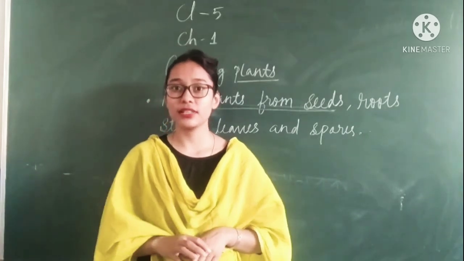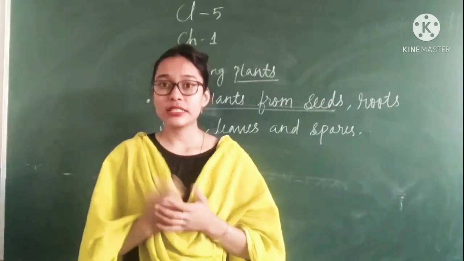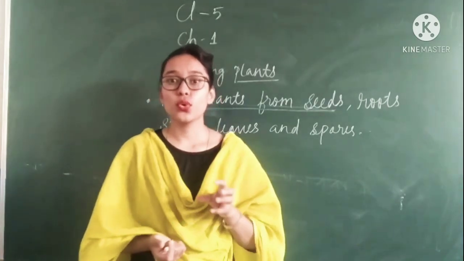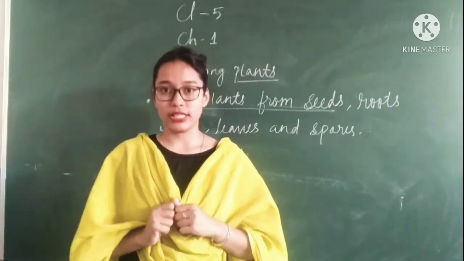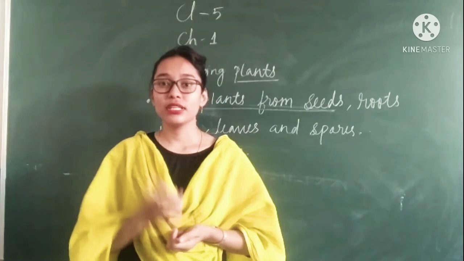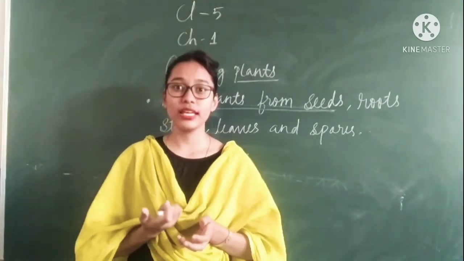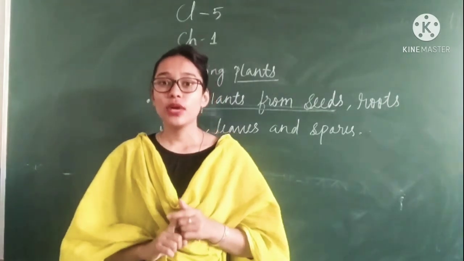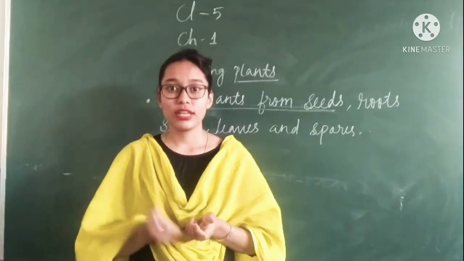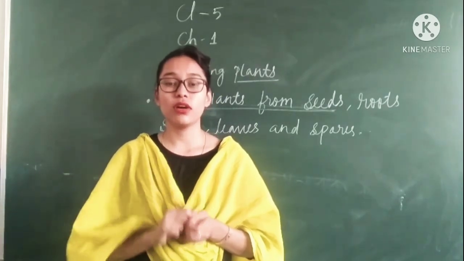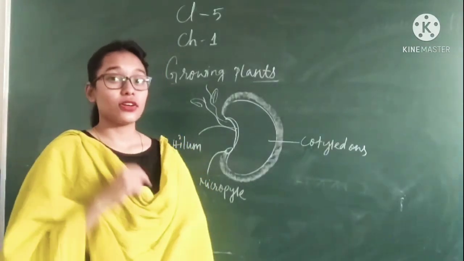Okay, what are the materials required? Kidney beans, that means rajma. What are the procedures, steps? You have to soak kidney beans overnight, the whole night, and next morning you will observe that the kidney bean has absorbed water and is swollen now, bigger in shape. In the third step, you have to remove the upper cover of the kidney beans, which is brown in color, usually called the seed coat.